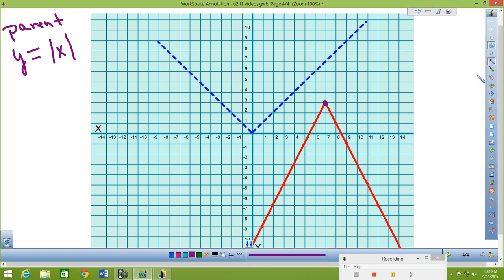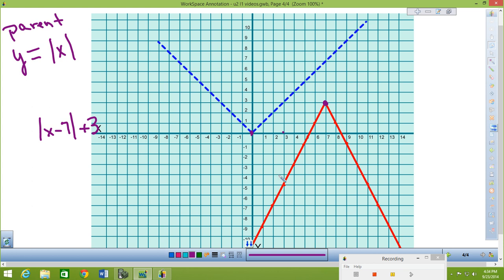Okay, so I'm going to look to see how this point right here has moved. It has gone 1, 2, 3, 4, 5, 6, 7 units to the right. So I know that my new equation is going to have x minus 7. Remember, what happens inside the function is the opposite of what we would think. Minus 7 indicates right 7. Okay, it also went up 1, 2, 3, so I have plus 3 here at the end.